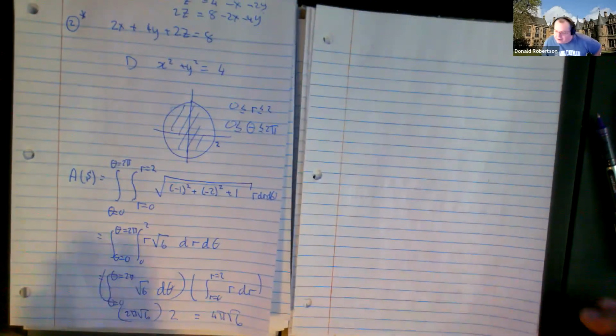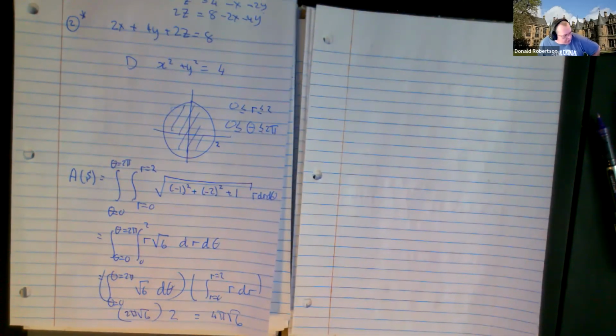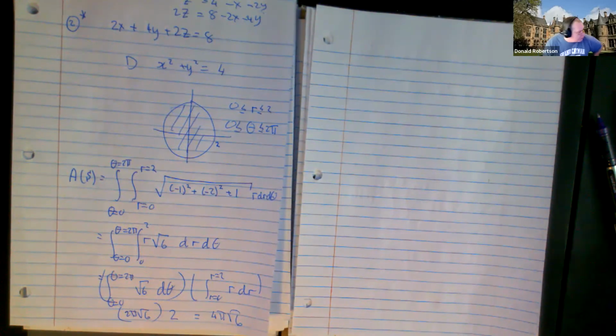Much cleaner, agreed? What can I say about that? Are we comfortable the minute you see a circle, you think polar? Right? If D is circular, half a circle, whole circle, think polar.